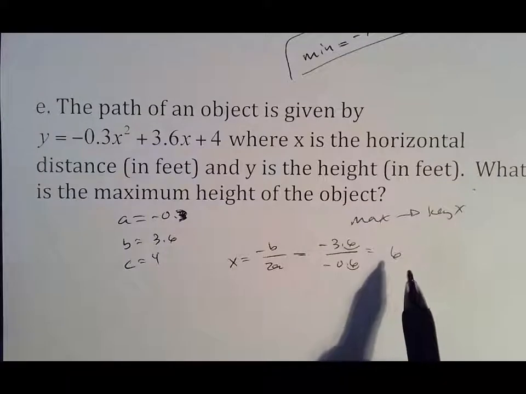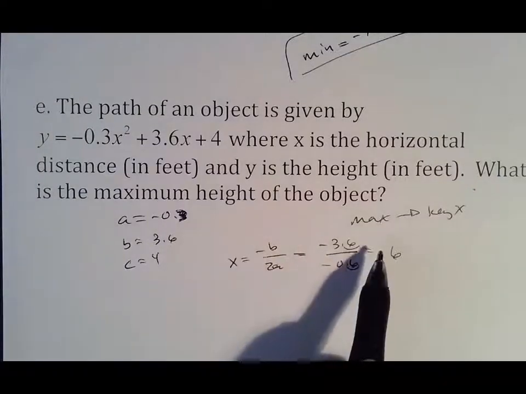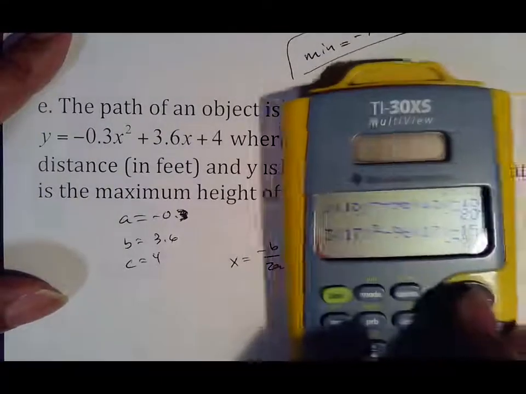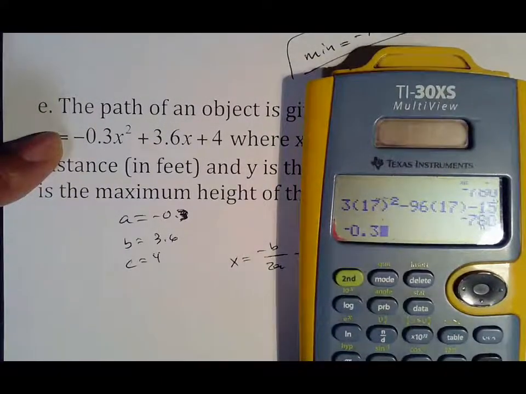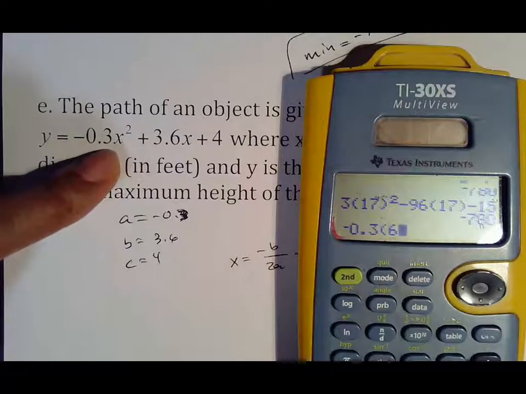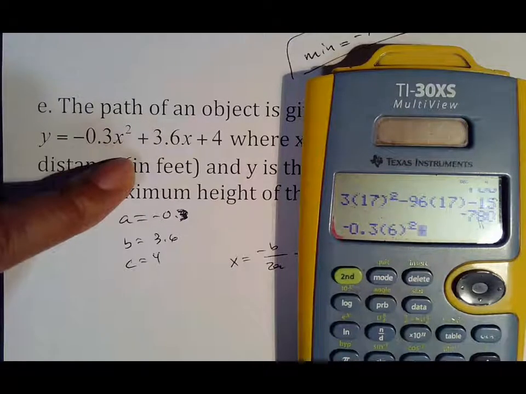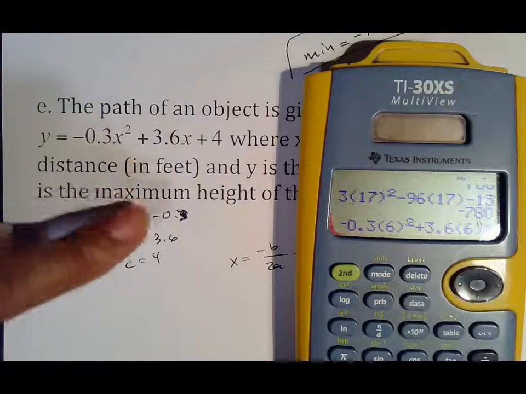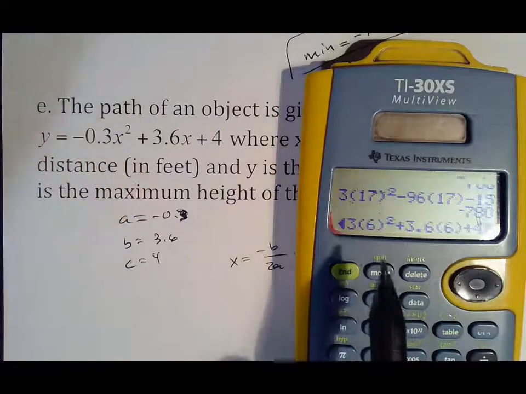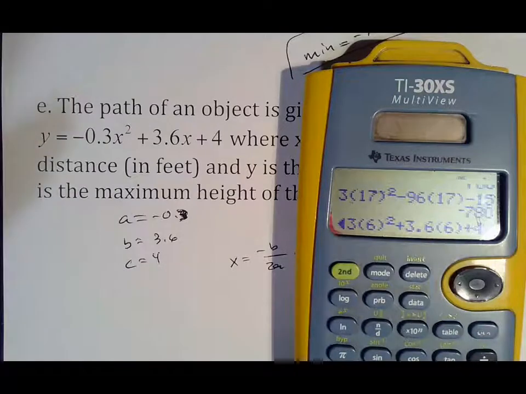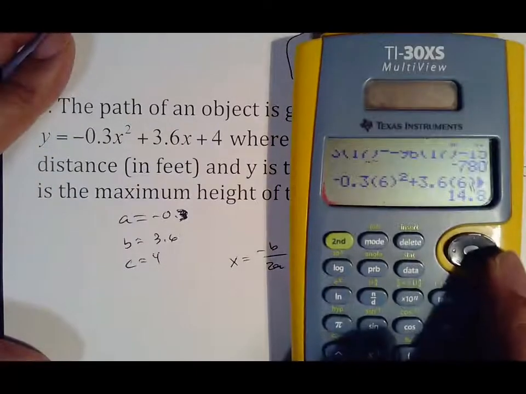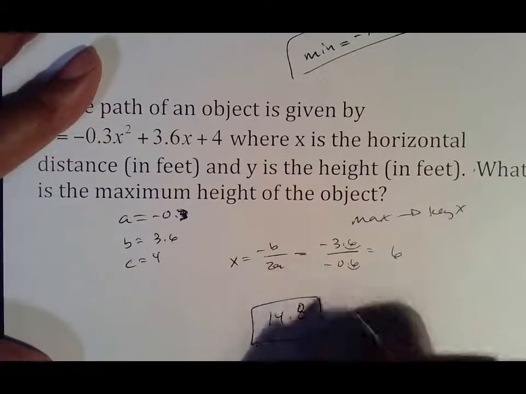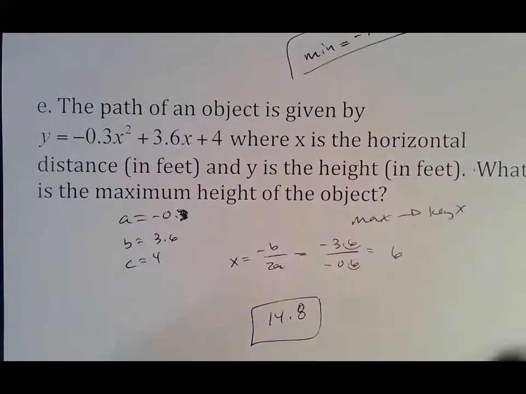Now remember, that is not the maximum. That is how far over it goes before you reach your maximum, because maximum is up and down. That means we now have to take our calculator and plug in the key x, which is 6. Negative 0.3 times 6 squared, plus 3.6 times 6, plus 4. And we get the answer of 14.8, which is your maximum height.